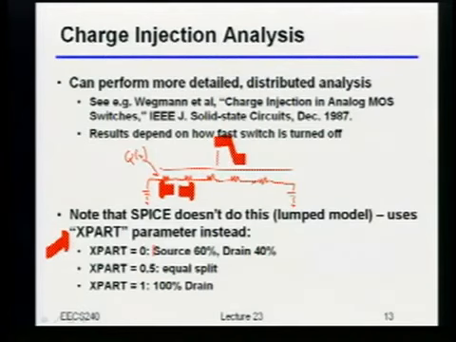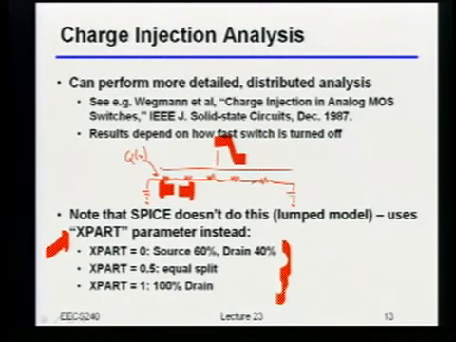So as an example, if you set it to 0, SPICE will assume that 60% of the charge flows to the source and 40% flows to the drain. Okay? If you set it equal to a half, it'll split the charge equally. And if you set it equal to 1, 100% of it will flow to the drain. Okay? Now again, this has no physics behind it. This is just you as the designer assuming you know which direction things are going to go.